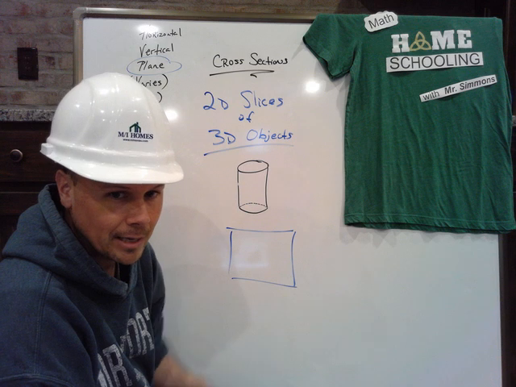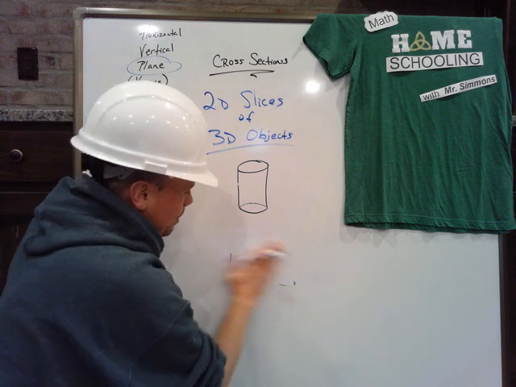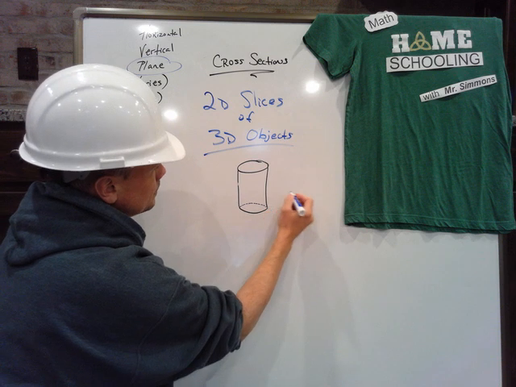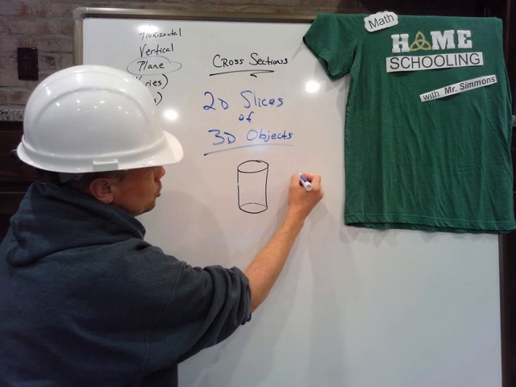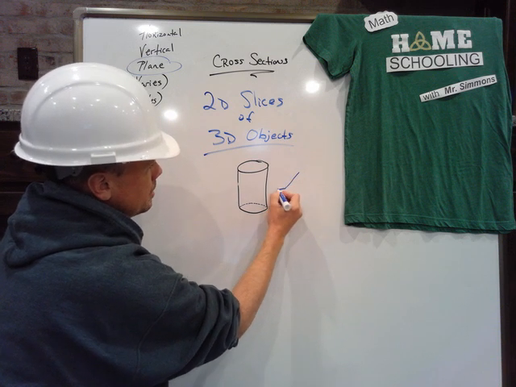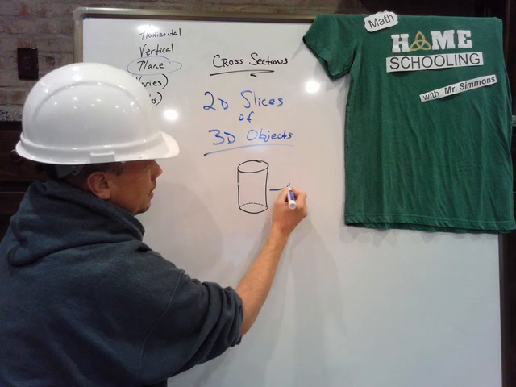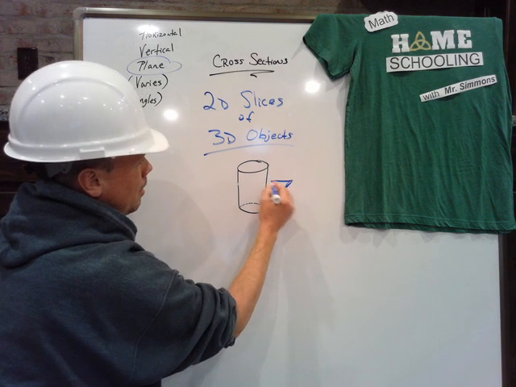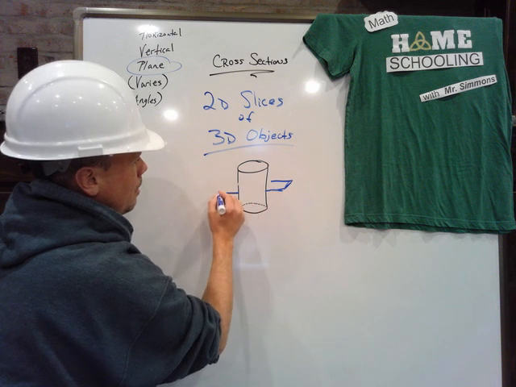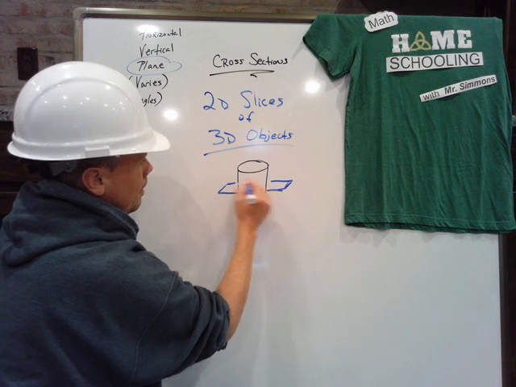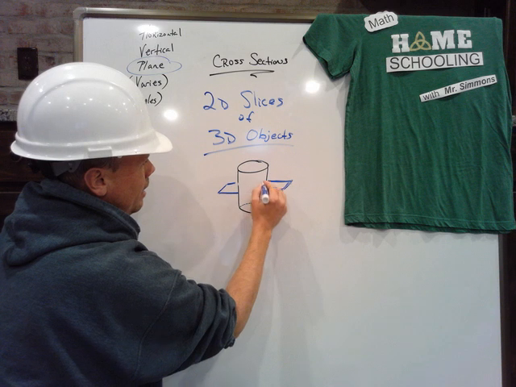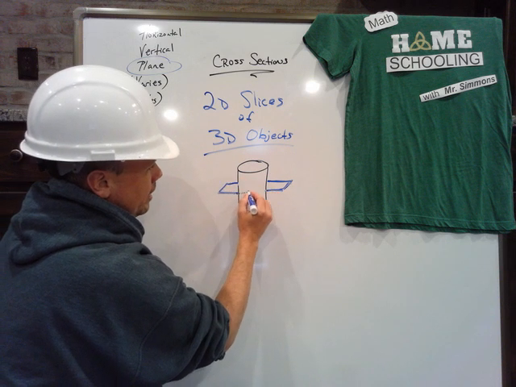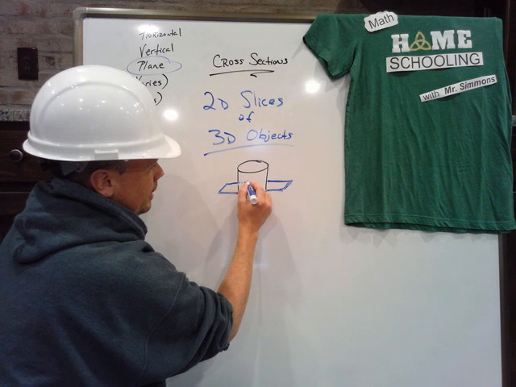So a plane would maybe look something like, let's see if we can try and draw this. Like this. Okay, so something like that, where it's going to shoot right through here. It's a big piece of paper that shoots right through the middle.